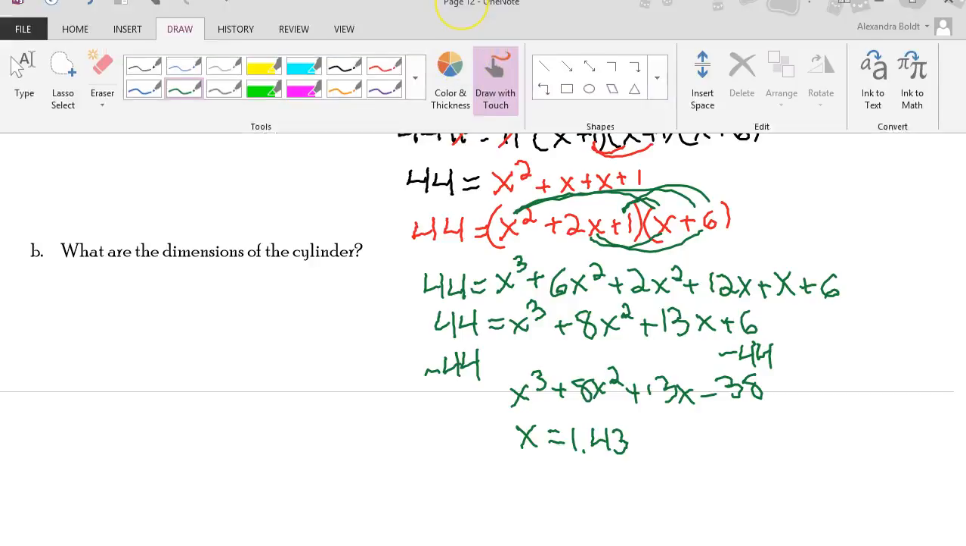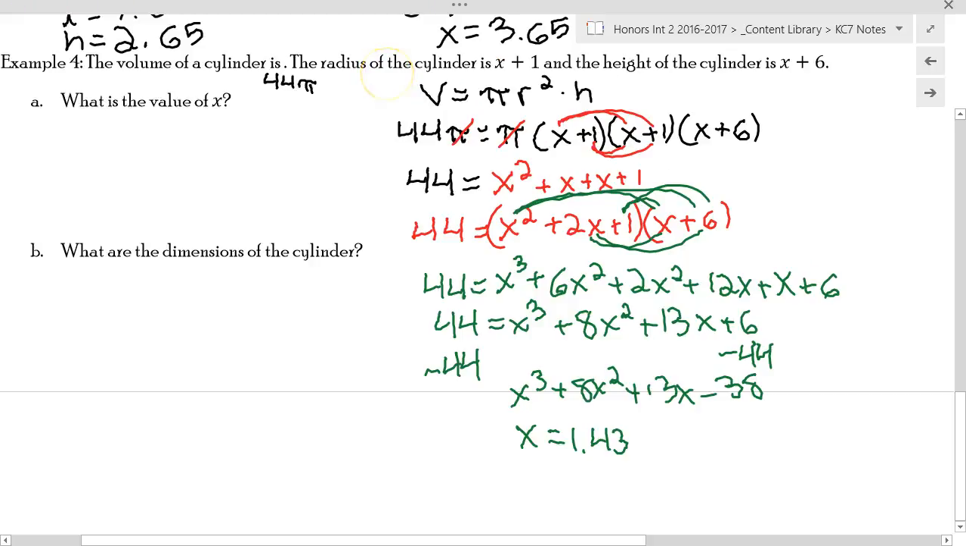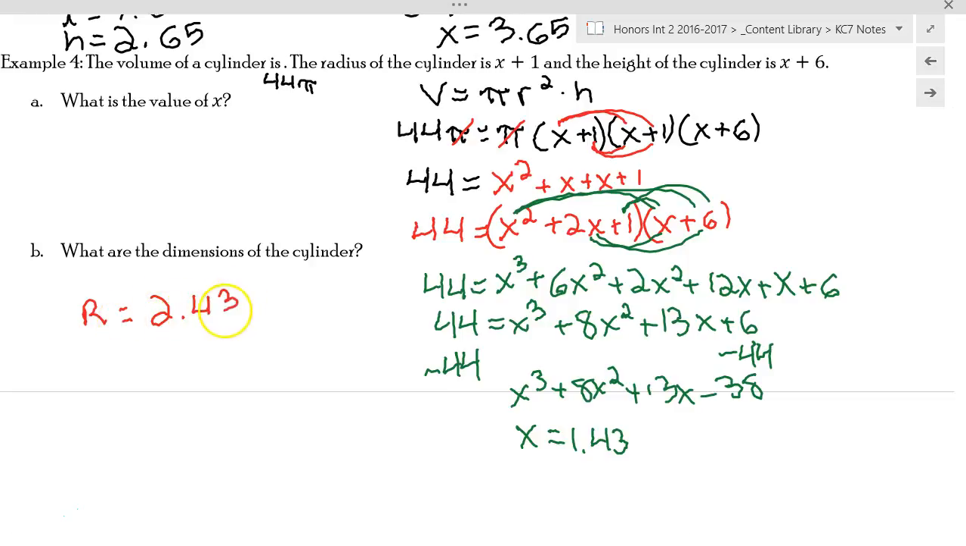So then what are the dimensions of my cylinder? Right, I get the radius equals it's x plus 1, that's 2.43. And the height is x plus 6. 1.43 plus 6 is 7.43.